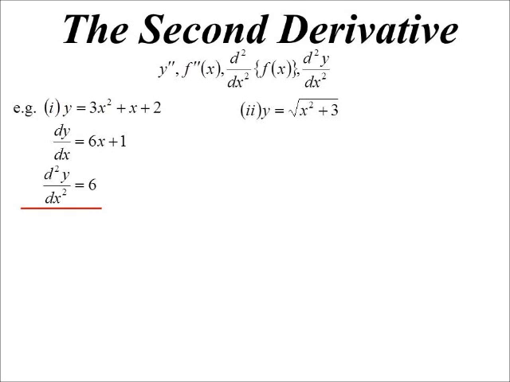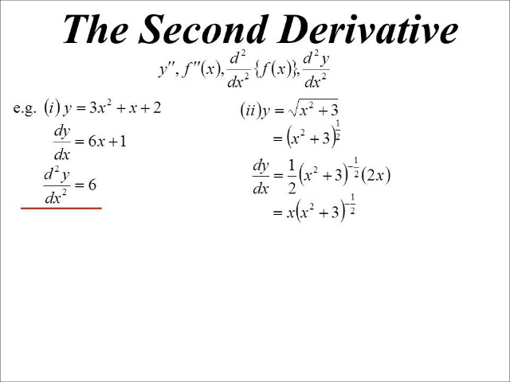Square root of x squared plus 3. Well, I've got to put that into index form before I can differentiate. So to find the first derivative, bring down the power, lower the power, diff the inside, tidy that up. Now, to do the second derivative, I'm going to have to use a product rule this time, because I've got 2 functions of x there.